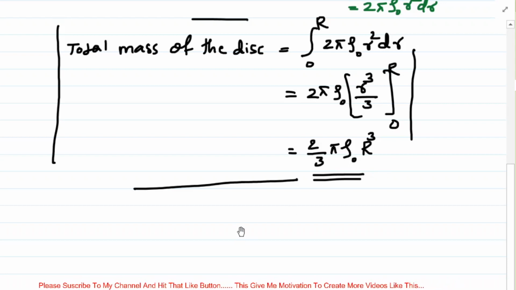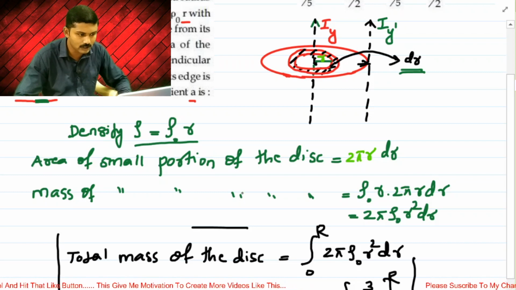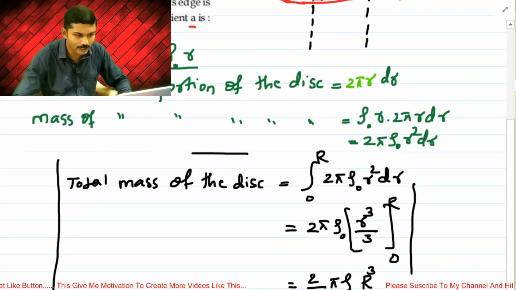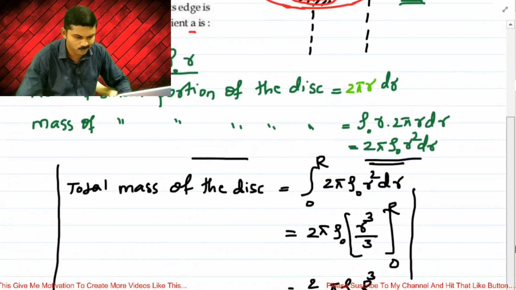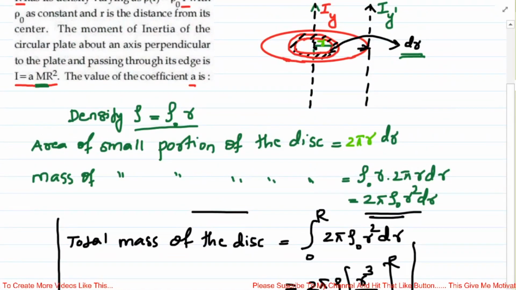Okay, then we calculate the moment of inertia. To find out the moment of inertia, we first have to find out the moment of inertia of that small portion of the disk. For that, we just have to take the mass of the small portion of the disk that we have already calculated here, multiplied by the position square. Then we have to extend it to the total disk running from 0, that is the reference line, to the edge of the disk.